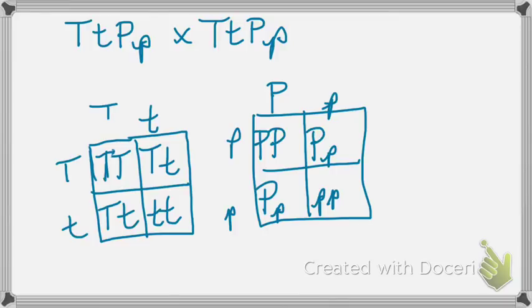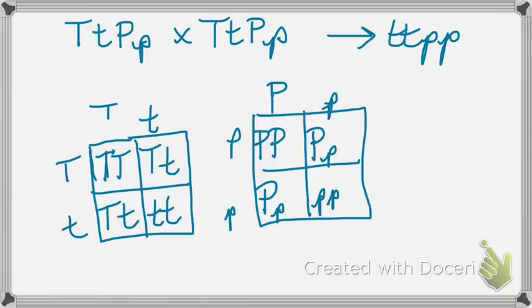All right, so to solve this problem, you could set up one of those giant Punnett squares, which we've already done in part D of the previous question. We want to know the chance that the offspring will be little t, little t, little p, little p. Based upon that giant Punnett square, this is going to be 1/16 of the offspring.